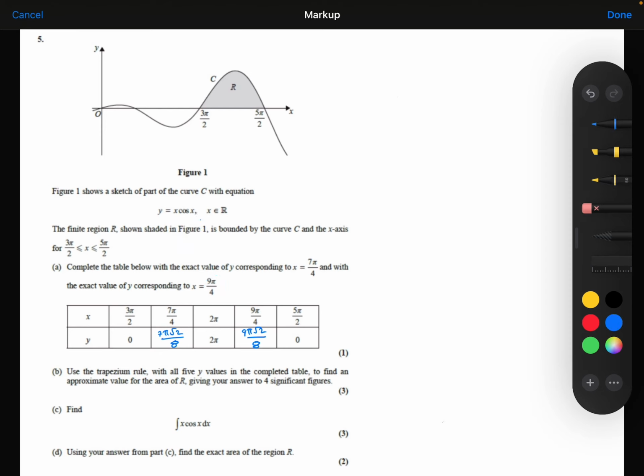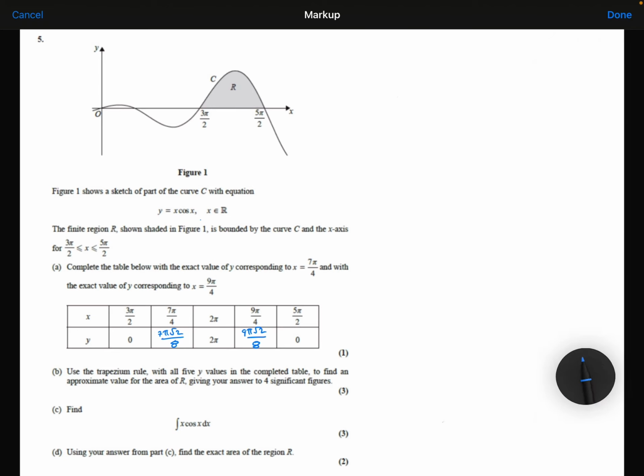Part B. Use the trapezium rule with all 5 values in the table to find an approximate value for the area of R, giving your answer to 4 decimal places. So, trapezium rule is half times the height of the first value plus the last value plus 2 lots of everything in between.